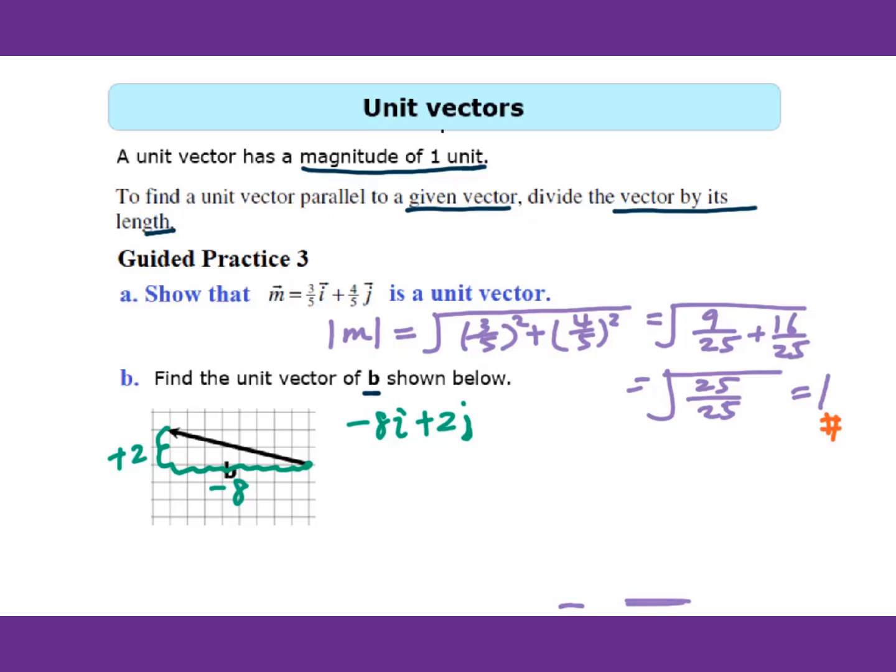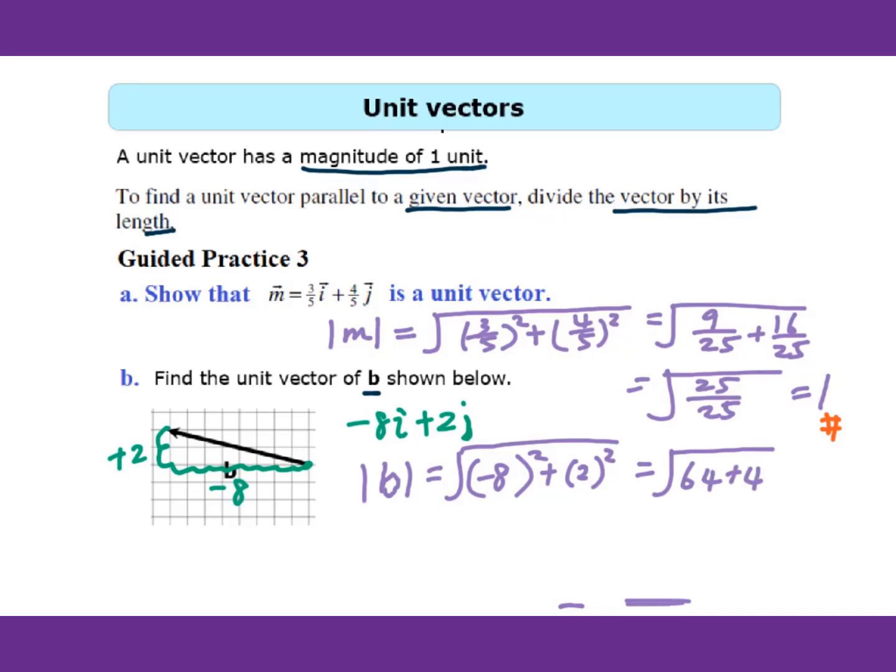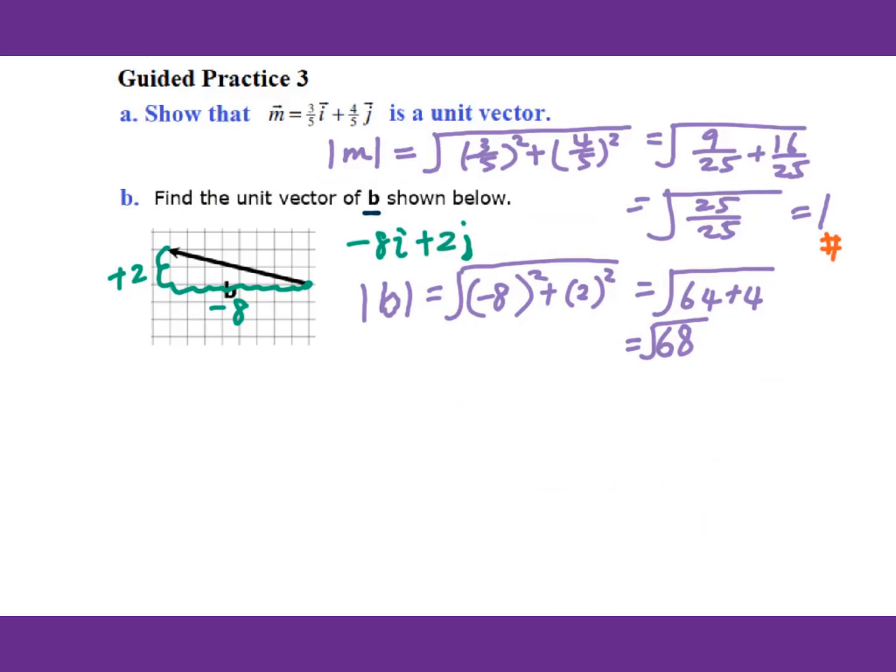The magnitude of vector b equals square root of negative 8 squared plus 2 squared. You will get square root of 64 plus 4. That is 68. Then we simplify, you will get 2 square root of 17.